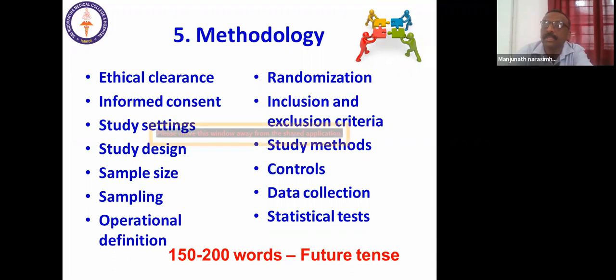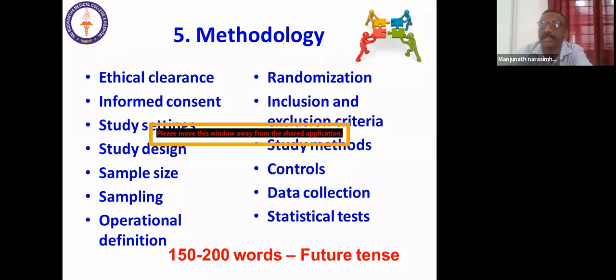Your ethical clearance, how you are going to get it; your informed consent, how you are going to take it; study settings, study design, sample size, sampling method you're going to use, operational definitions, randomization, inclusion and exclusion criteria, study method, whether you are using any group, if there is a control, and data collection, how you are going to collect it, and statistical analysis. All these should be there in the methodology.